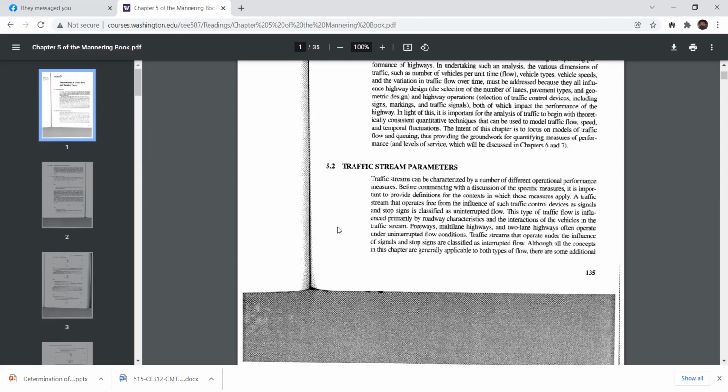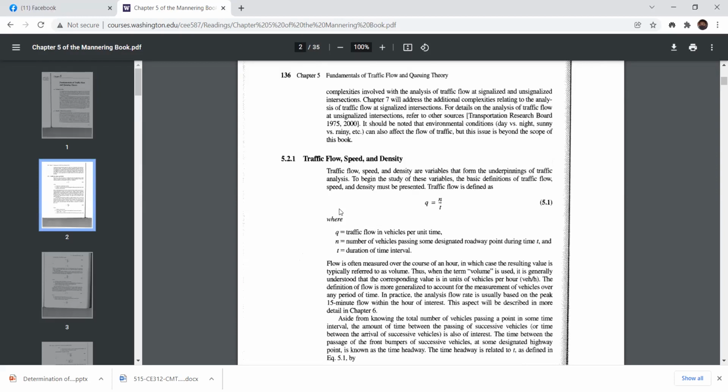Traffic streams that operate under the influence of signals and stop signs are classified as interrupted flow. Although all the concepts in this chapter are generally applicable to both types of flow, there are some additional complexities involved in the analysis of traffic flow at signalized and unsignalized intersections. Chapter 7 will address the additional complexities relating to the analysis of traffic flow at signalized intersections. For details on the analysis of traffic flow at unsignalized intersections, refer to other sources such as the Transportation Research Board, 1975 to 2000. It should be noted that environmental conditions, such as day versus night and sunny versus rainy, can also affect the flow of traffic, but are issues beyond the scope of this book.